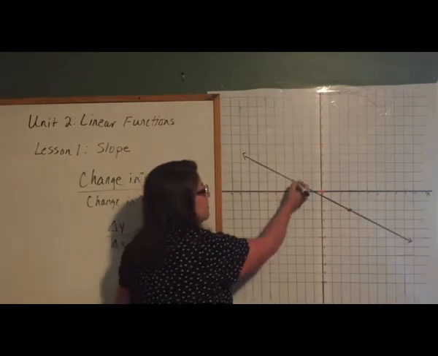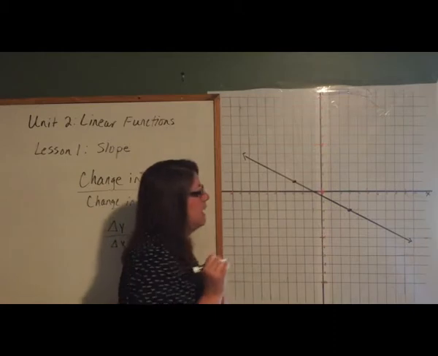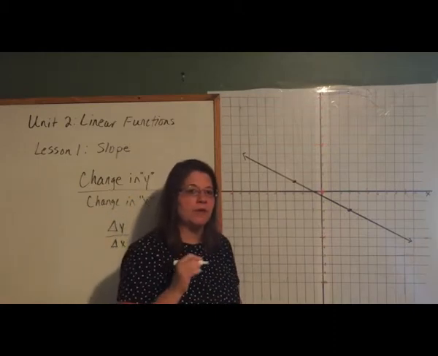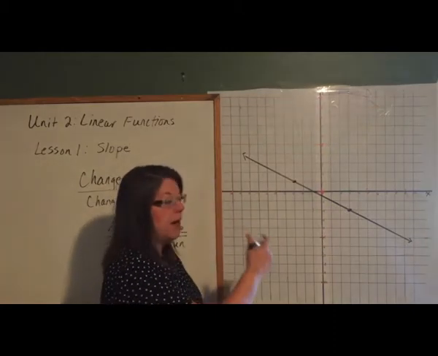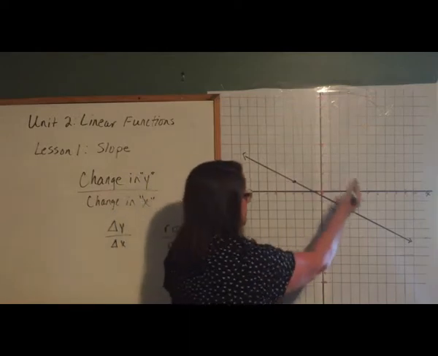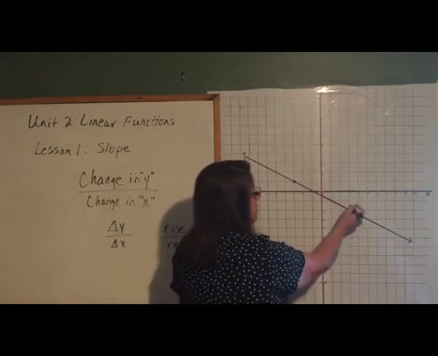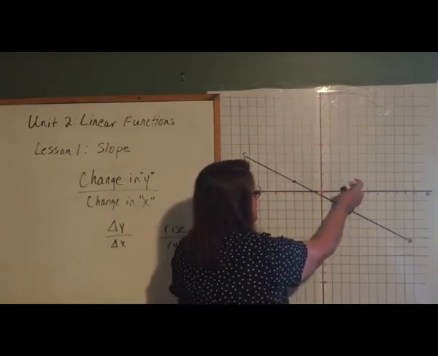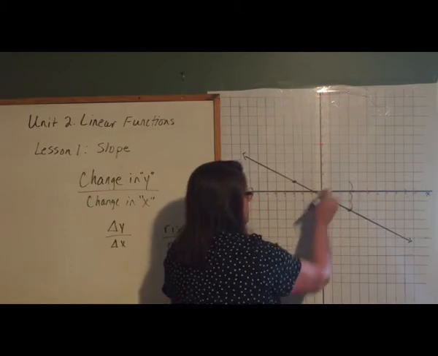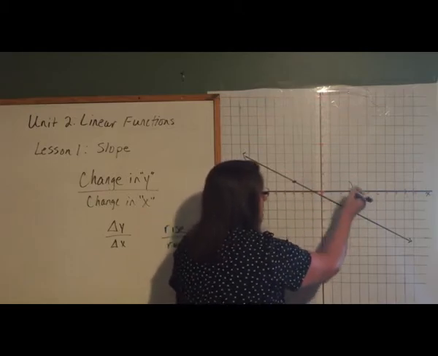And then I'll choose this one. And I'm going to count the rise over run. Remember, I always start at the bottom and work my way up. So if I count the rise, that's 1, 2, 3. That takes me level to the next point. So my rise is positive 3.